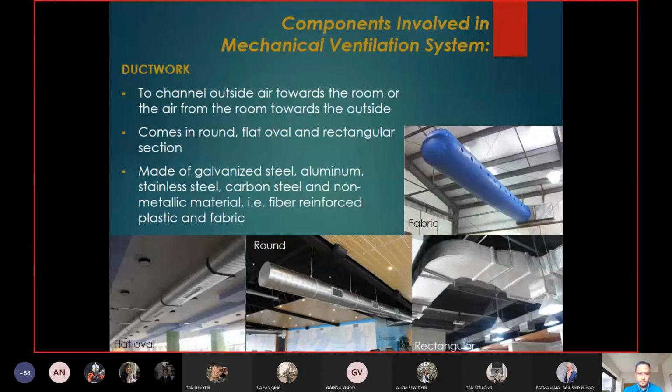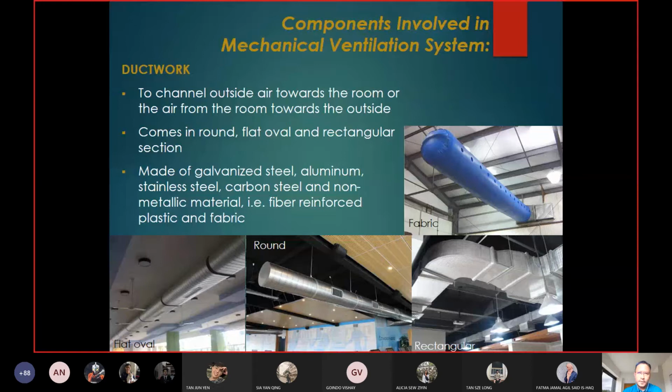Ductwork. Basically, the use of ductwork is for you to supply, or to exhaust, or to bring out the air to a specific space or place. Without the ductwork, like I mentioned, you have the fan on the wall, then you just bring in the air from the outside directly into the room. That's it. You don't channel it to a specific space or place inside the room.